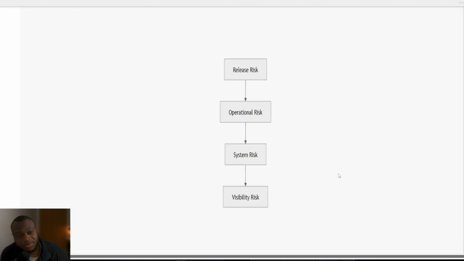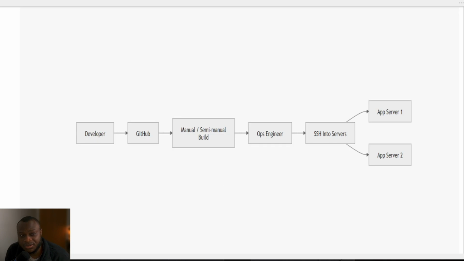I usually break a system down into four core risk areas. Number one being release risk, how changes get into production. Number two is operational risk, how the system is managed day to day. Number three being system risk, how the architecture behaves under load or failure. Number four being visibility risk, how well you understand what's happening in production. If you understand these first, you will understand most production systems. Let's start with release risk.